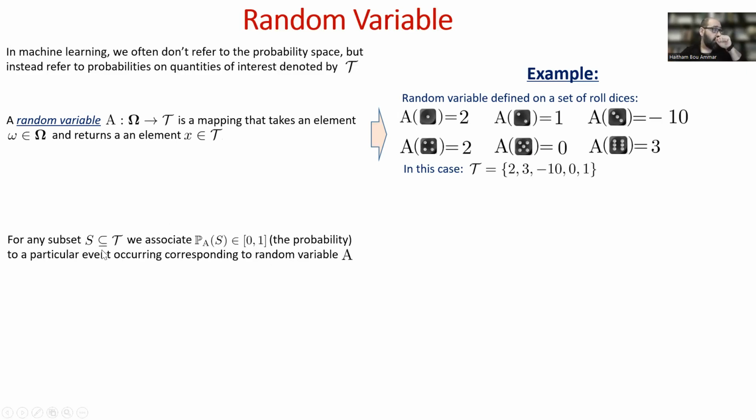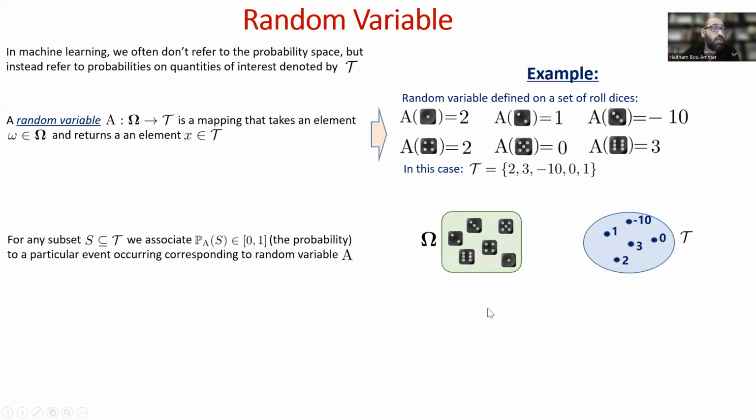And now, for any of those subsets S inside this T, we have a probability for that random variable to occur. So for any subset S in T, we have P_A of S, which is the probability for a particular event occurring corresponding to that random variable A.